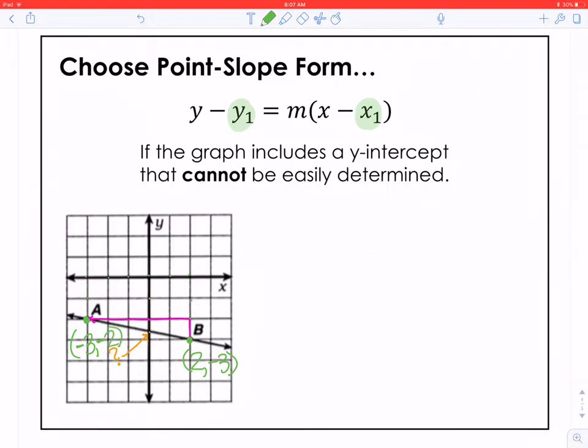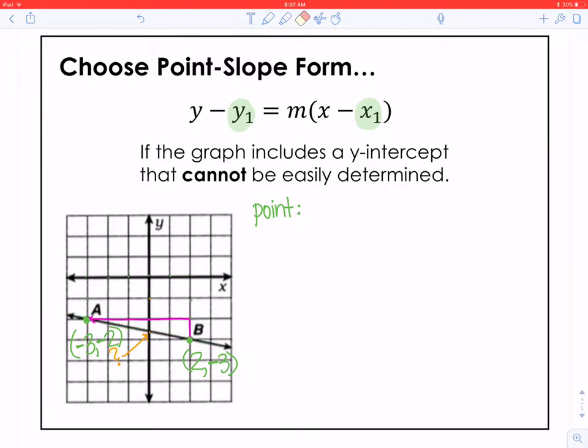I can use either one of those, whichever one I prefer, and that will be my x1, y1. So if you need a point, just choose a nice, neat point that's crossing on the corner of a grid. When I scan my line, I really see B and A, and those are the only two that are on the corner of a grid box.